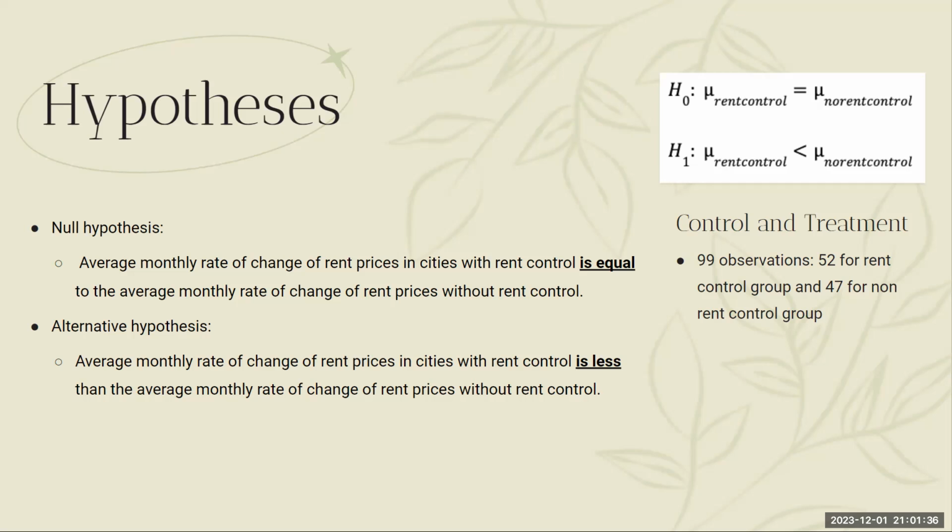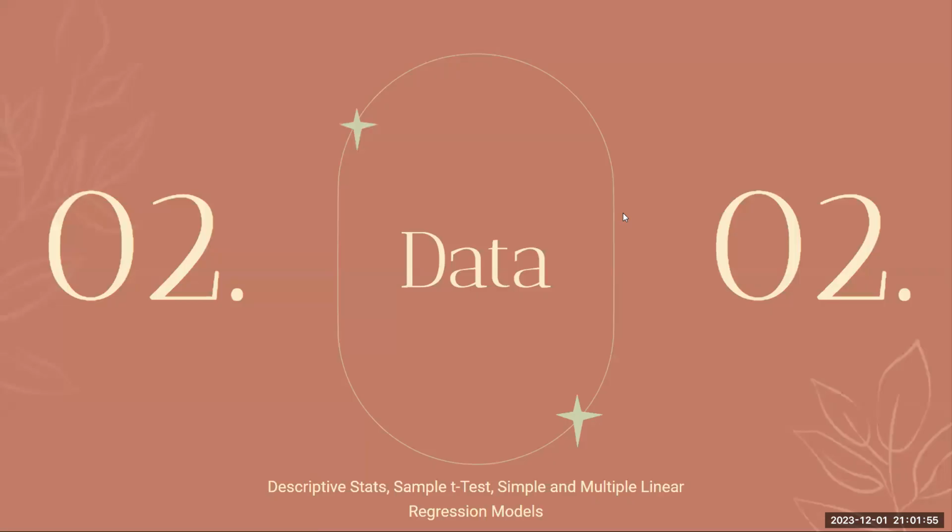Our hypothesis will argue that despite the introduction of statewide rent control policies, cities will experience an equal rise in average rent prices, regardless of any pre-existing citywide rent control measures. Alternative hypothesis is that the rate of change for cities with rent control is less than the average monthly rate of change in cities without rent control. Our data will cover descriptive stats, sample t-tests, and our simple and multiple linear regression models.